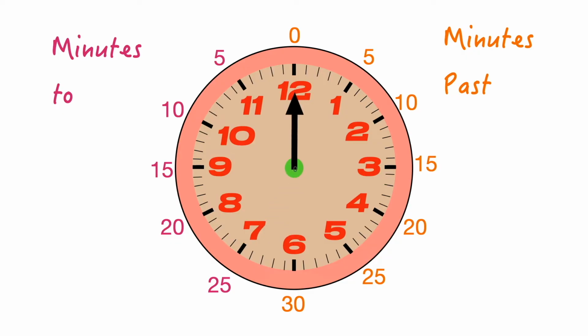So here we can see, just like we were before, we can count in lots of 5. We've got 1, 2, 3, 4, 5 minutes to go until we get to the 12. So the 11 really represents 5 minutes to the next hour. And again, pointing to the large 10, we have 10 minutes to go. 15 minutes to go, 20 minutes, or 25.